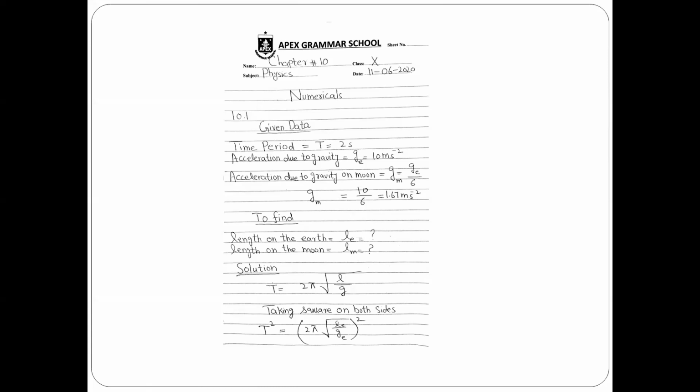The time period of a simple pendulum is 2 seconds. What will be its length on the earth? What will be its length on the moon, if g_m equals g_e divided by 6, where g_e is equal to 10 meters per second squared?